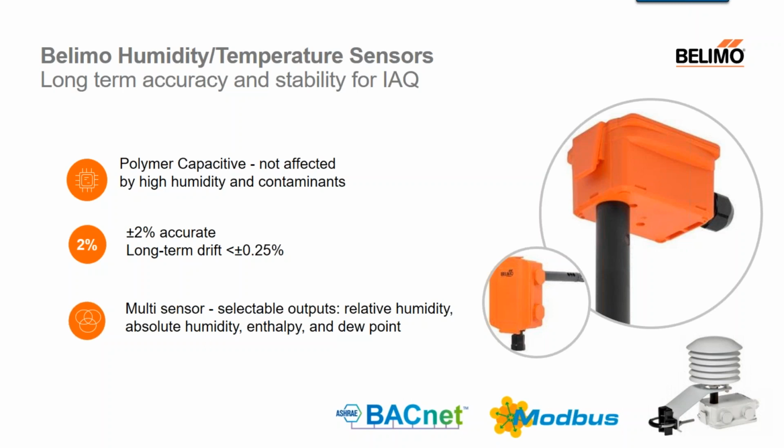Humidity temperature combined sensors feature a complementary metal oxide semiconductor based on polymer capacitance sensing technology, which is not affected by high humidity, contaminants, and has a minimal and long-term drift of only 0.25%. Up to 4 active temperature measurement ranges, which are field selectable in the device, provide flexibility during installation and commissioning. The duct and outdoor sensors are available with BACnet MSTP and also Modbus communicating.